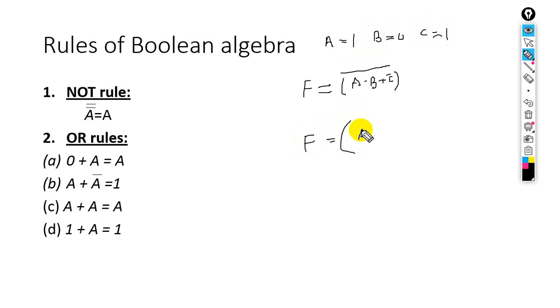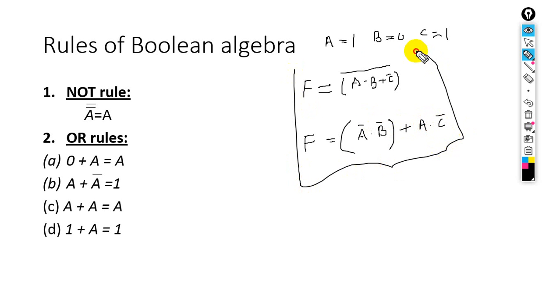A bar dot B bar plus A dot C bar. So solve these questions. These two questions are your assignment, and use these values.